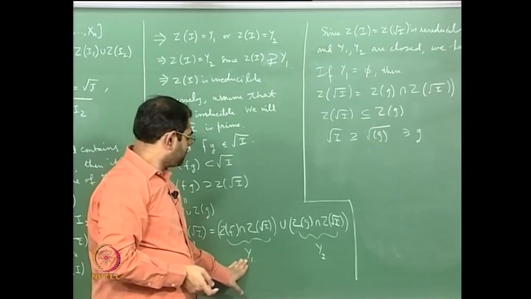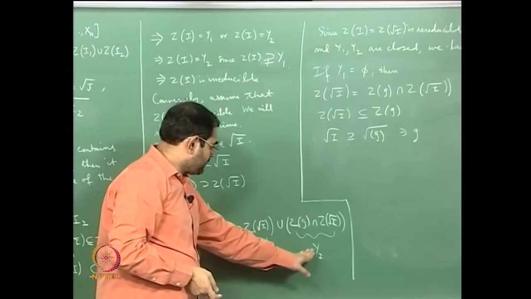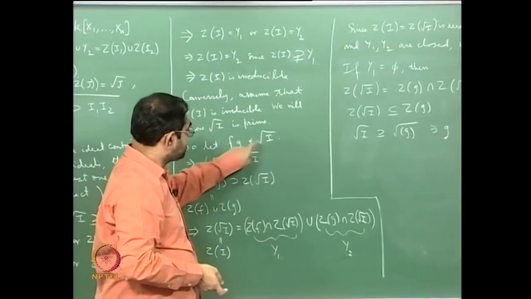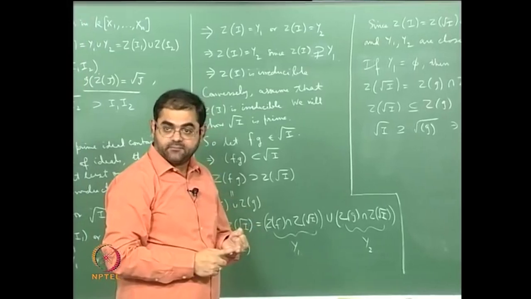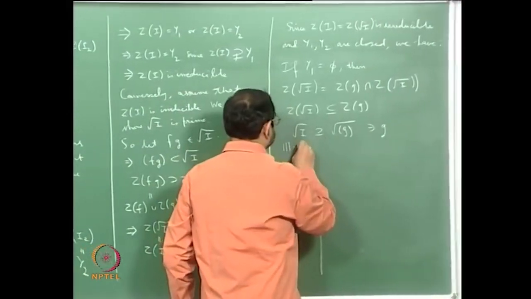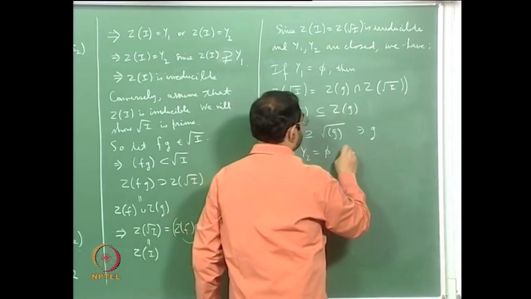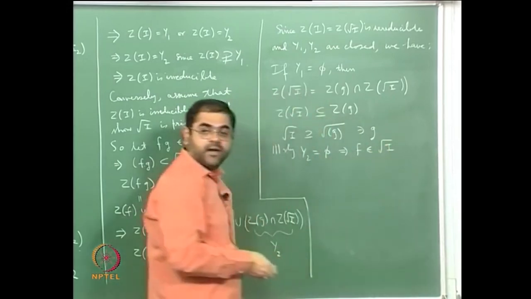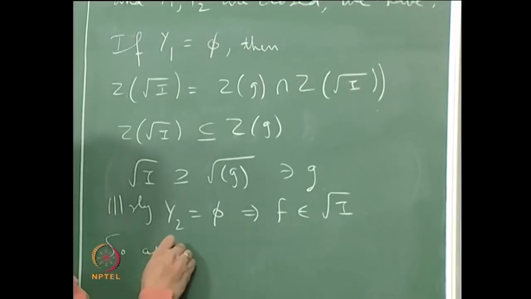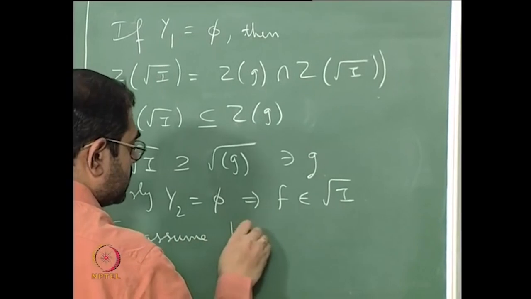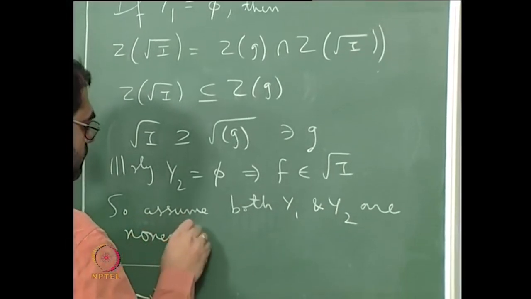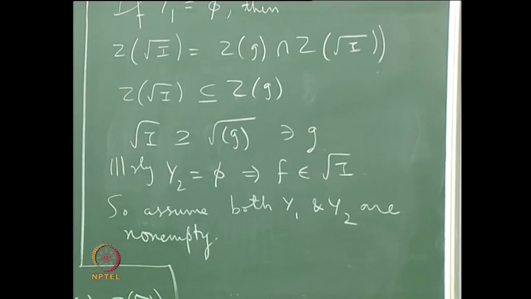All right, so you assume y1 is not empty. Similarly, if y2 is empty, then you'll get f in rad I. Mind you, f times g is in rad I, so you have to prove either f is in rad I or g is in rad I. y1 empty directly gives you g is in rad I, and y2 empty implies f is in rad I, and you're done. So assume both y1 and y2 are non-empty. You'll have to thrash out all the possibilities.